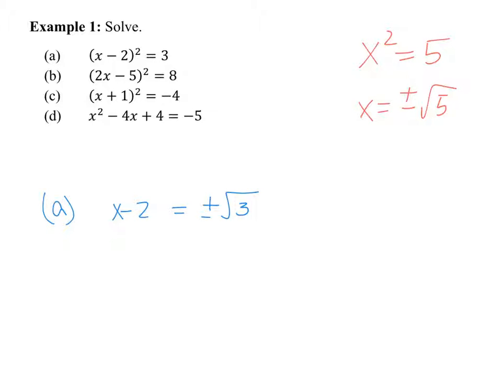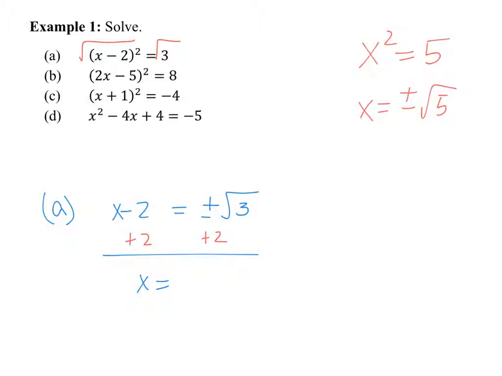Again, you're square rooting both sides for part A, remembering that when you square root in an equation, you get plus or minus. And then just simply get rid of the 2. How do you get rid of the 2? You add it. Okay, it's negative. Let's add the 2 to both sides. Anybody want to give me an idea of how I should write this, though? How should I write my answer?